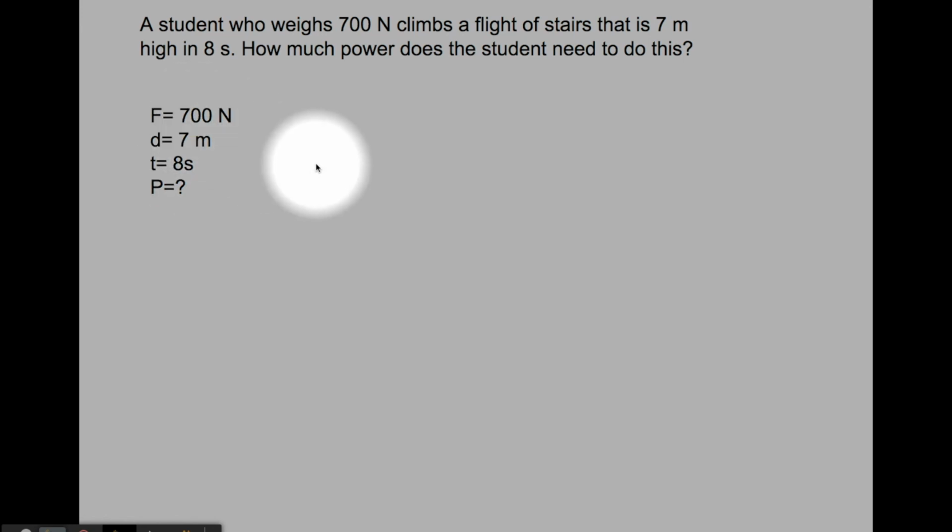So we have to figure out, we don't know what the work is. We can calculate that. Work is force times distance. So to figure this out, it's force times distance, 700 times 7, right? So that's here. So then I divide that by my time, right? Because this goes right here.